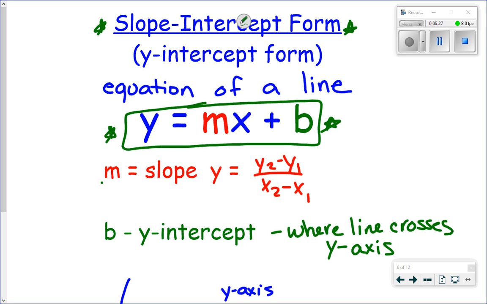Okay, also write that m equals slope and b is the y-intercept. M equals slope and b is the y-intercept. Okay, so slope-intercept form, y equals mx plus b, m stands for slope, b stands for y-intercept.